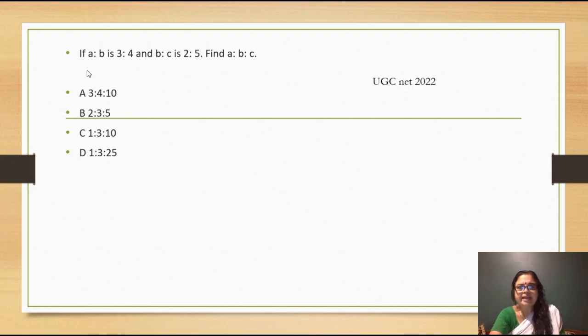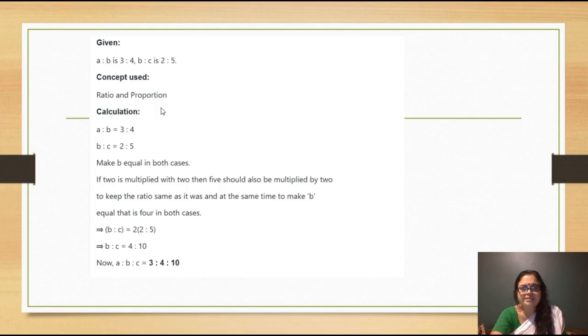Next question, A is to B is 3 is to 4 and B is to C is 2 is to 5. Find A is to B is to C. You are given different options. It was a 2022 examination question. So you are given 2 ratios. Whenever you have such ratios, you make the B part the same. The B coefficient in the first case is 3 is to 4 and in the second case is 2 is to 5.